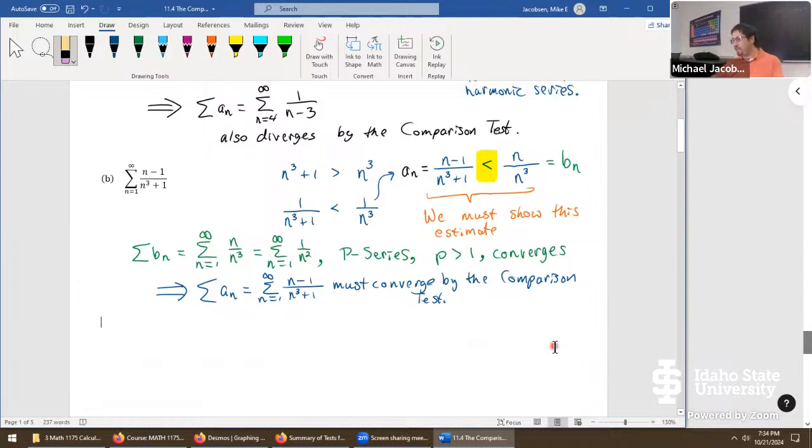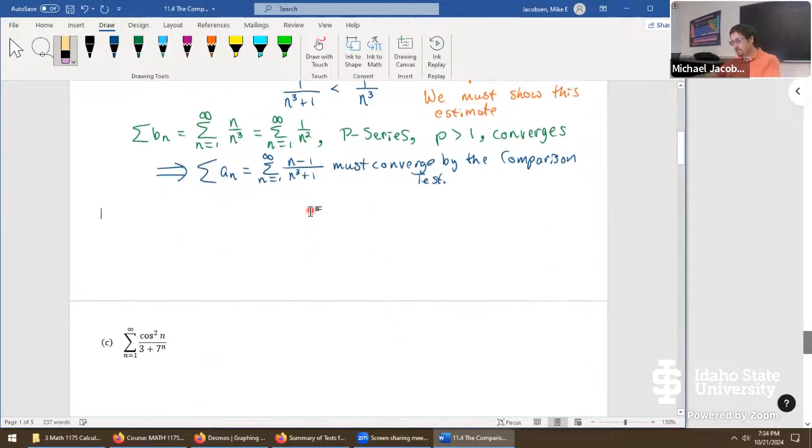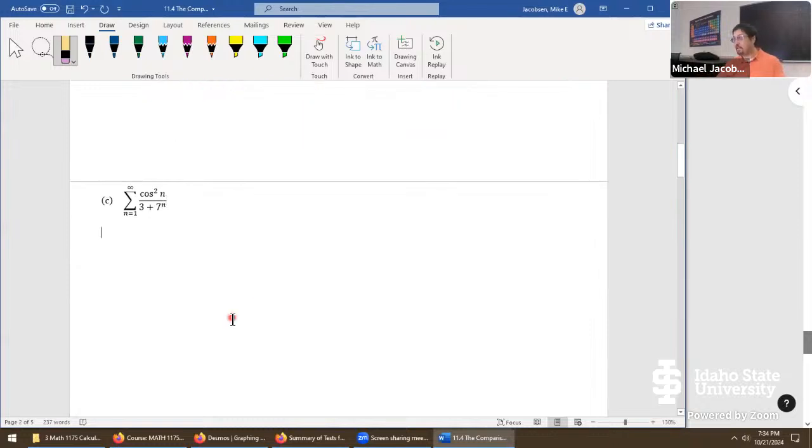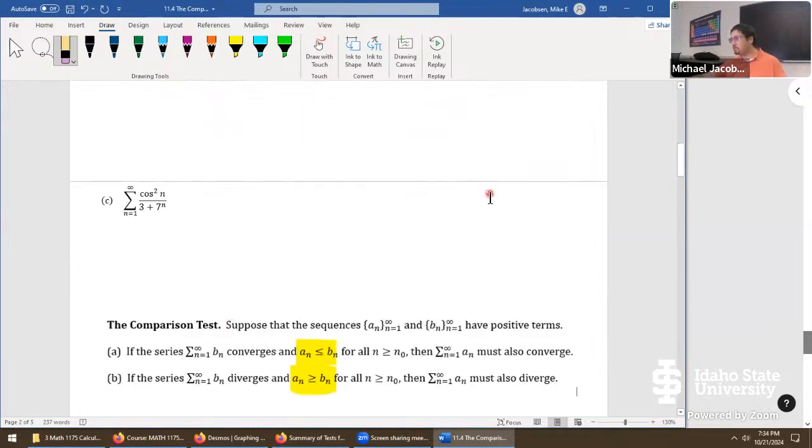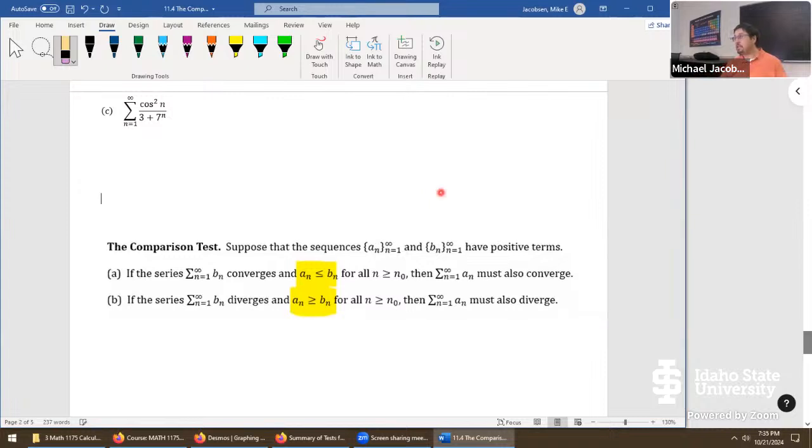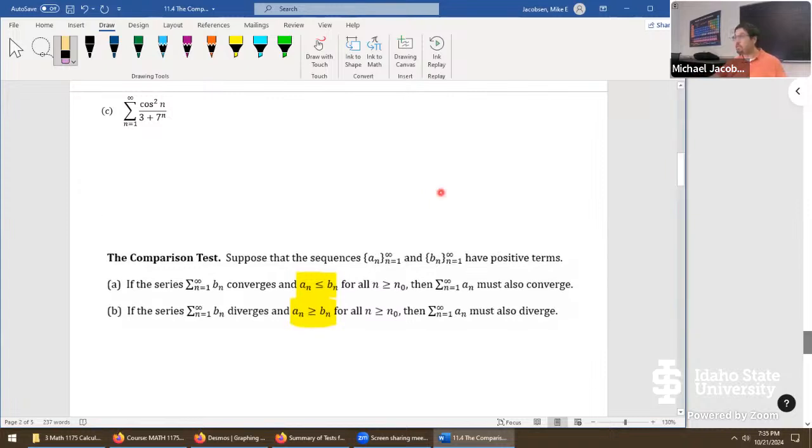Okay, let's try out one more then. Here's the next one of this set. We're going from 1 to infinity, cosine squared n divided by 3 plus 7 to the power n. Hard to know what to make of this thing, but let's imagine we were doing what we were thinking about before. If we were going to compare this to something, we probably want to compare it to a geometric series this time. That's because we have n as an exponent on this thing.